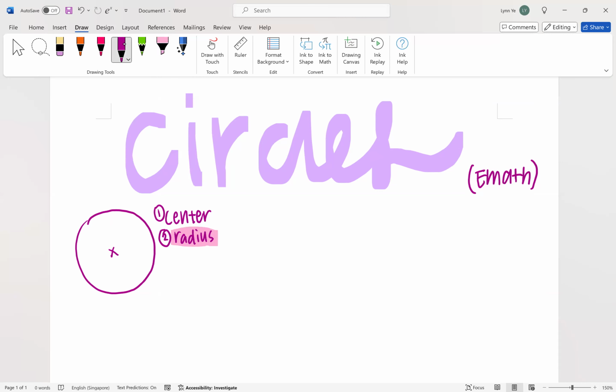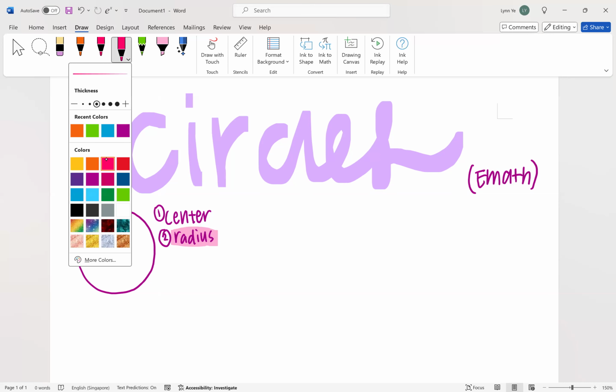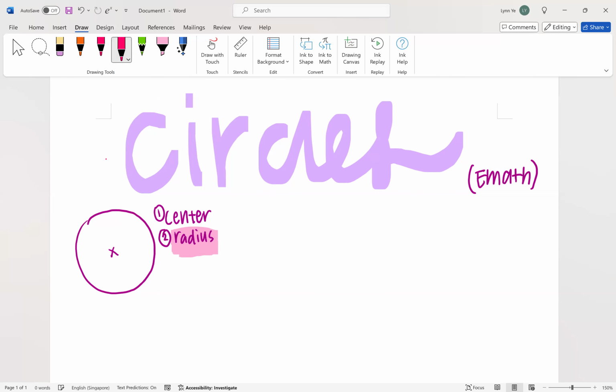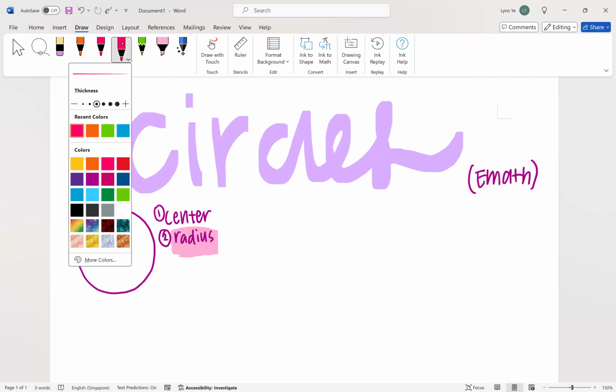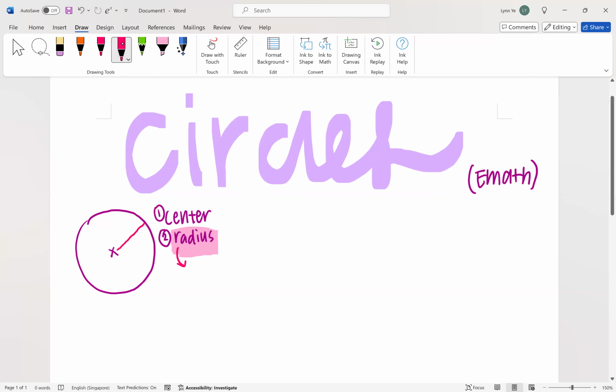Now, why is the radius very important? How do you know where the radius is located, guys? Very good. So the radius is located from the center to the circumference. Correct? So very good. You remember all your primary school one. So this is a radius.